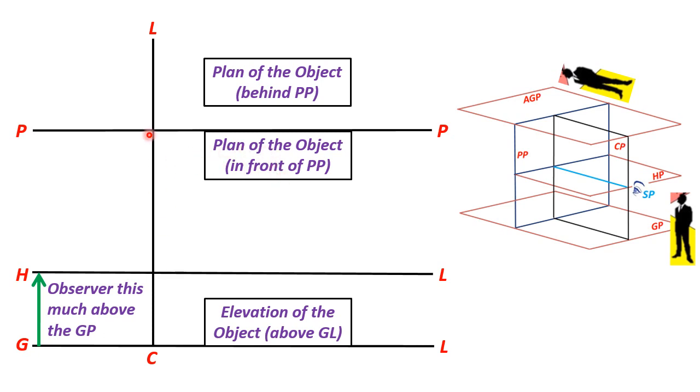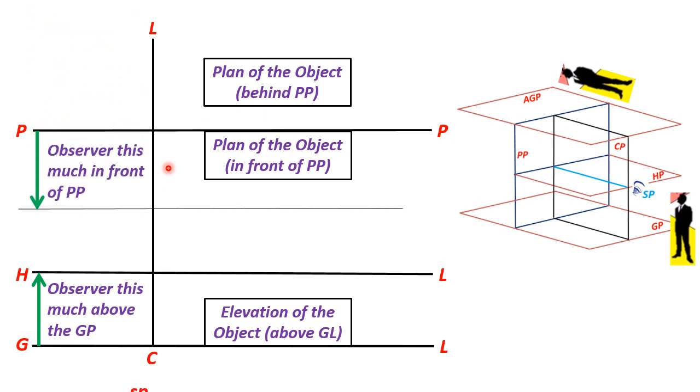If the observer is located towards the left side of the object, then the central line will be on this side. Okay, so the central plane CP appears in front view and also in top view as a line. So it is denoted with the CL, central line.